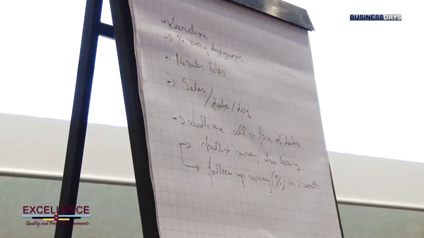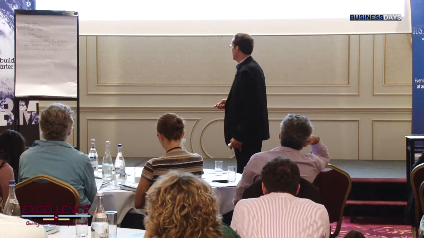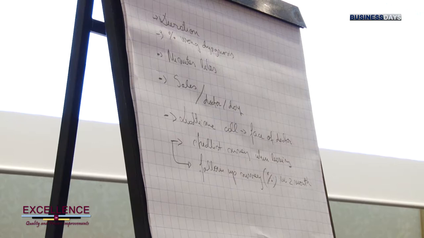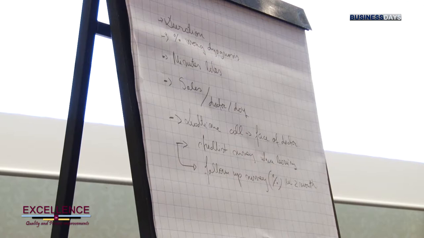Which one would that be? Continuous, right? You're looking at how long it takes. What about the second one, percentage of wrong diagnosis? Is it continuous or attribute? Yeah, it'd be more attribute, right? So it's a percentage: you had 1,000 of them and a percentage of them didn't meet that.